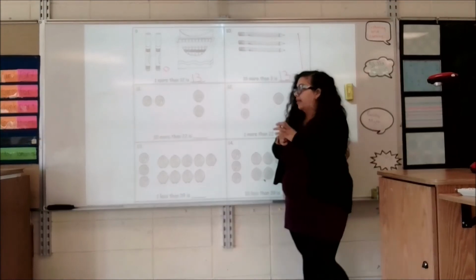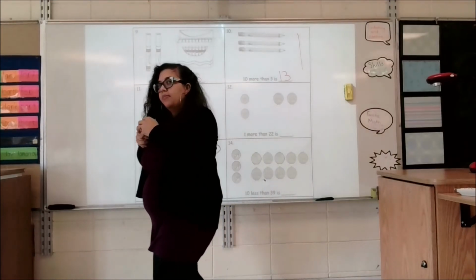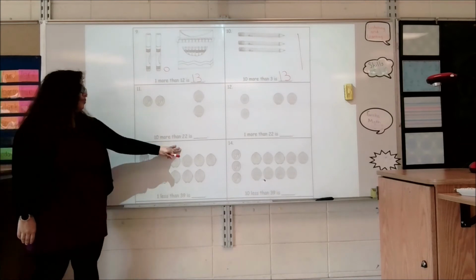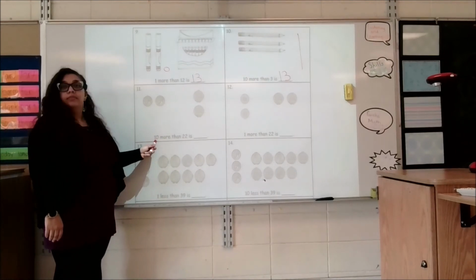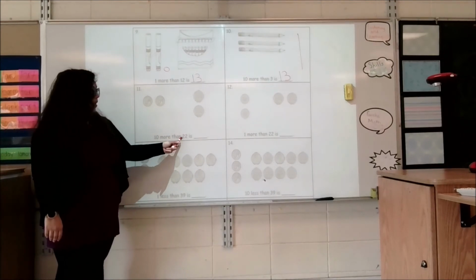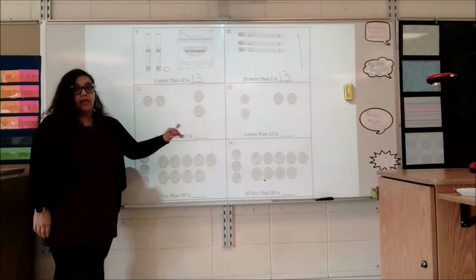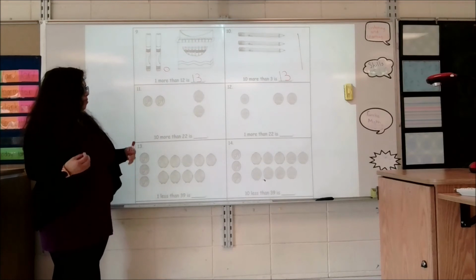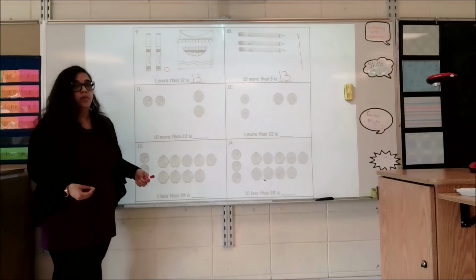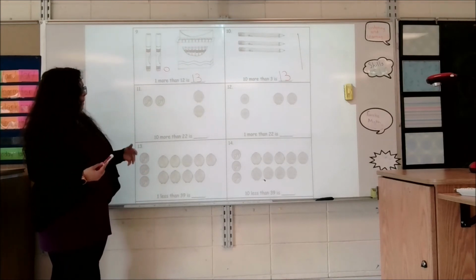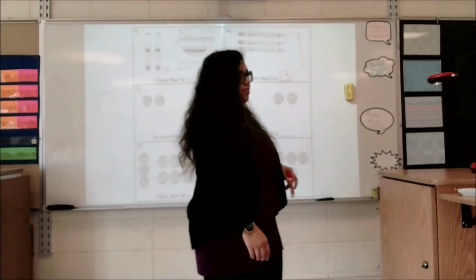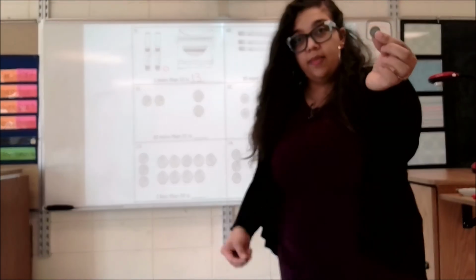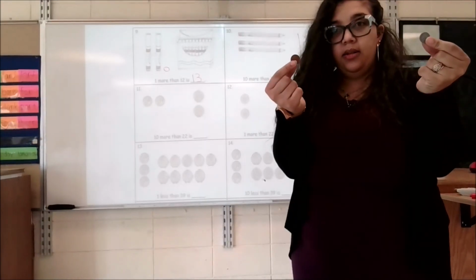Good job. All right. Now, number 11, back to the dimes and pennies. Let's read what it says. 10 more than 22 is blank. If it says more than, which means we're going to go up. The number is getting bigger. This is dimes and pennies, am I going up by a dime or a penny? Am I going up by a group of 10 or 1?